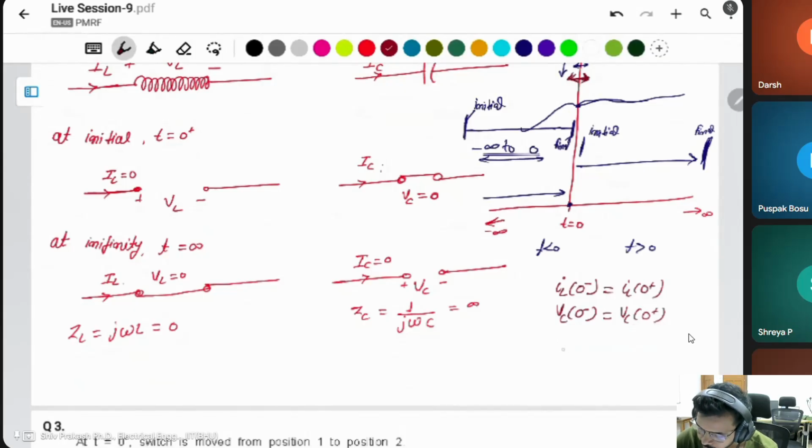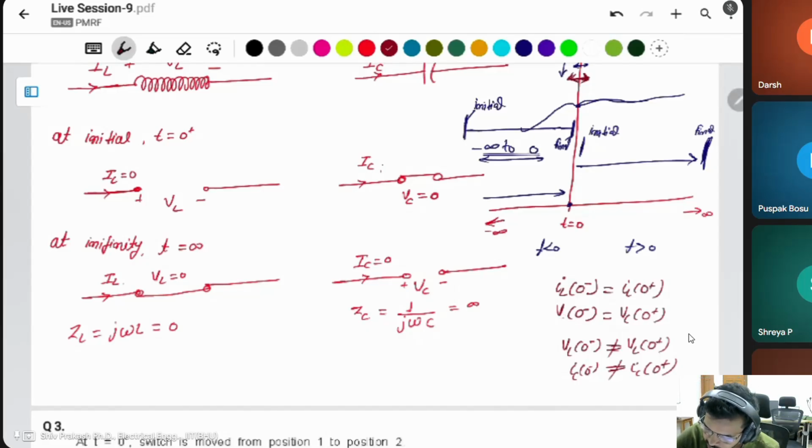But VL will change. This will not be the same. IC will change. Inductor voltage will change. Capacitor current will change because the capacitor opposes the rate of change of voltage, not the current. Same thing in the inductor. The inductor opposes the rate of change in current, not the voltage. That's why the voltage may change.